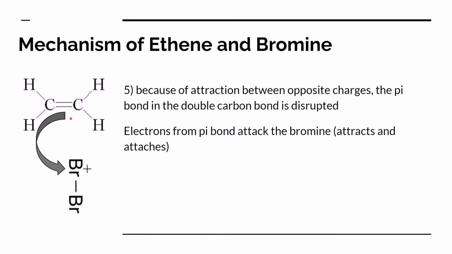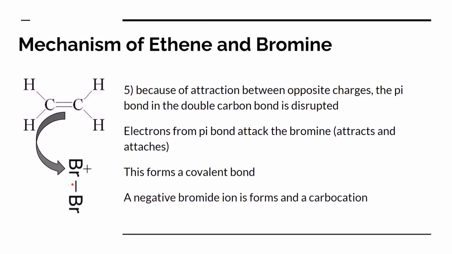So we show here the attack of the electrons from the double carbon bond onto this bromine ion. And by attack, we just mean that it attaches and it attracts these electrons. And so this will form a covalent bond between this carbon and this positive bromine. And so after this covalent bond is formed, we will now have a negative bromine ion formed here, and a carbocation, a positive carbon, formed here.